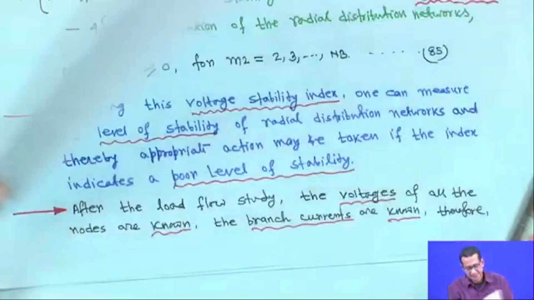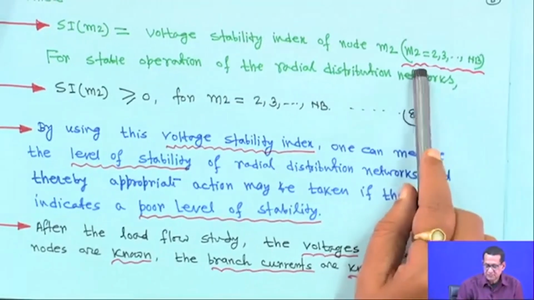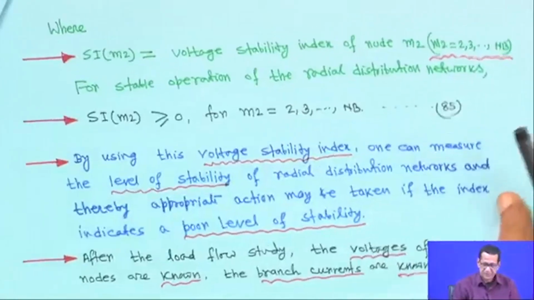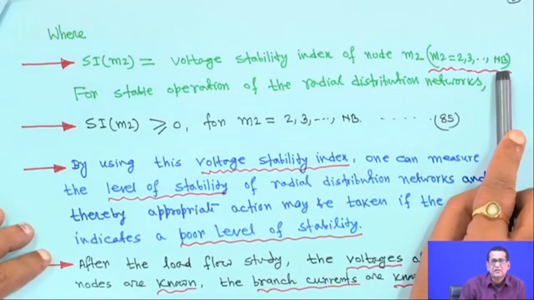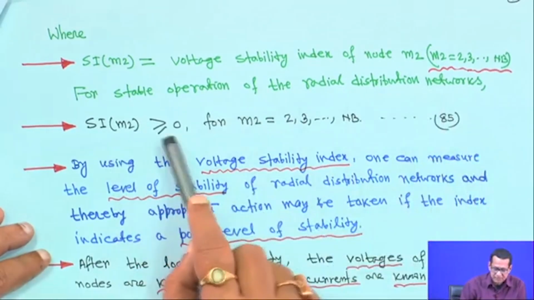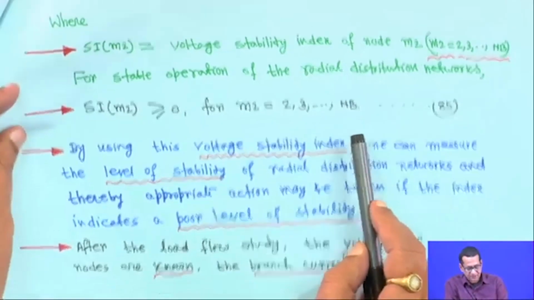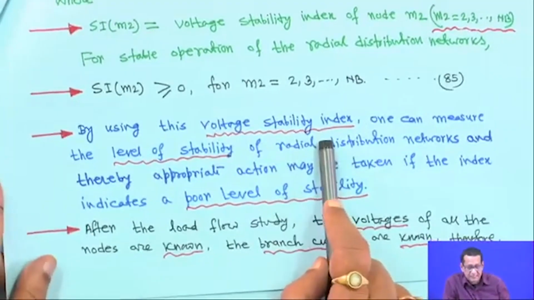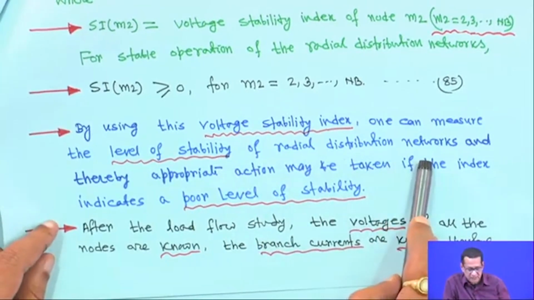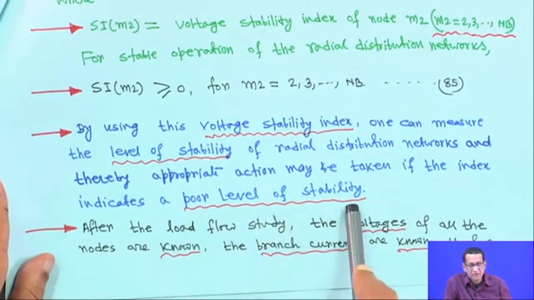This is the voltage stability index for node m2, where m2 is equal to 2, 3 up to node nb. nb is the total number of nodes of the network. For stable operation of the radial distribution networks, SIm2 must be greater than or equal to 0 for m2 equal to 2, 3 up to nb. So, by using this voltage stability index, one can measure the level of stability of radial distribution networks, and thereby appropriate action may be taken if the index indicates a poor level of stability.